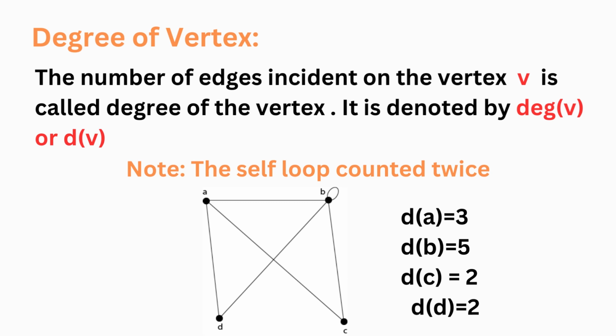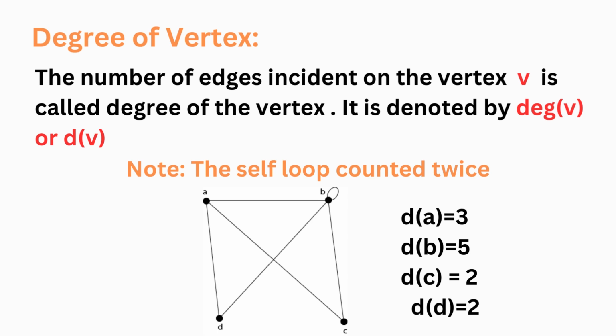Here, degree of A is 3. Why? Because the number of edges incident on the vertex A is 3. That's why degree of A is 3.